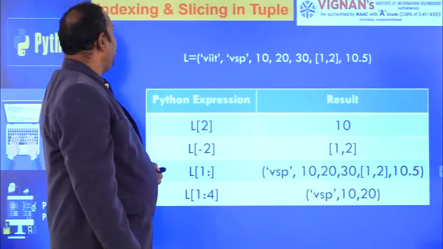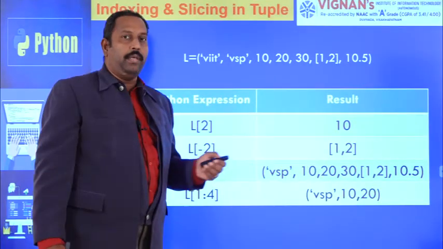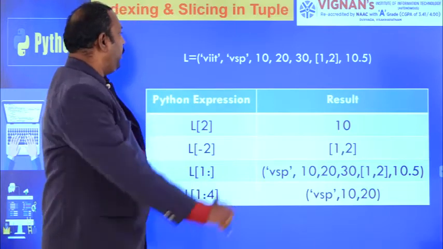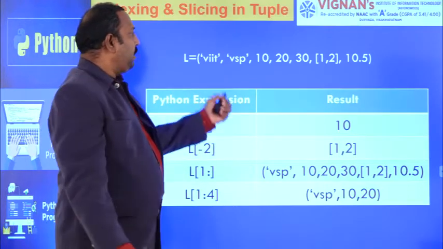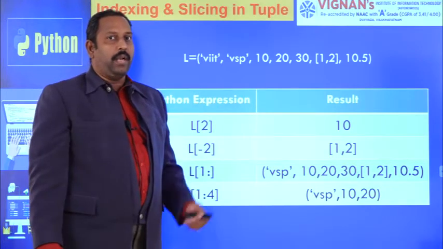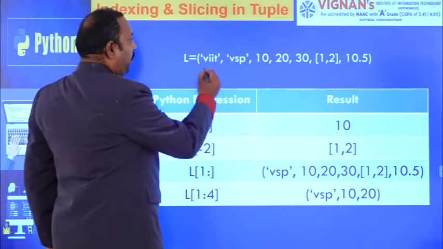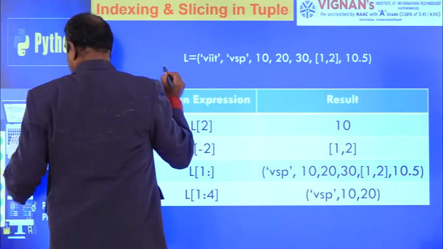And next one is indexing. Slicing can also be used in the tuple data structure. Indexing and slicing can also be used in a tuple. We already know indexing can be done in two methods. One is forward index, another one is backward index. Suppose I am using forward index.